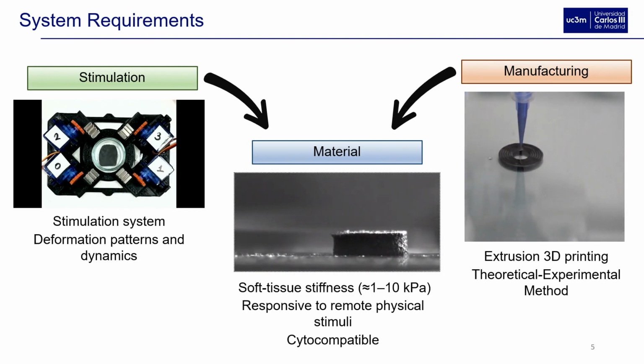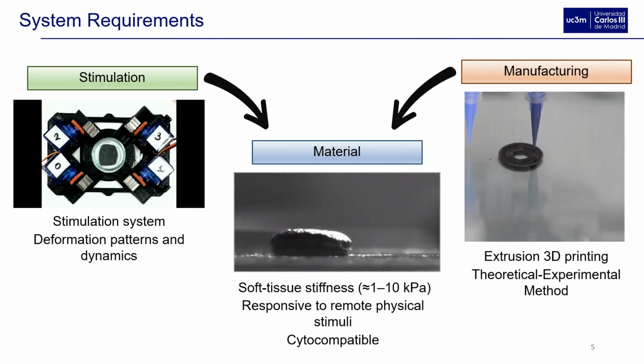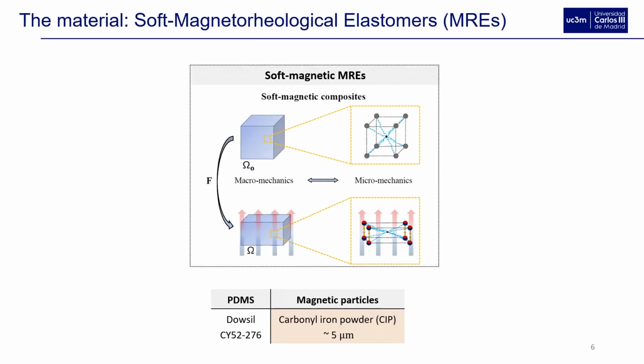Our stimulation system has to be able to remotely actuate on the material to generate deformation patterns and dynamics, and obviously we have to develop manufacturing strategies through extrusion 3D bioprinting to manufacture these bodies, okay, these cellular substrates.